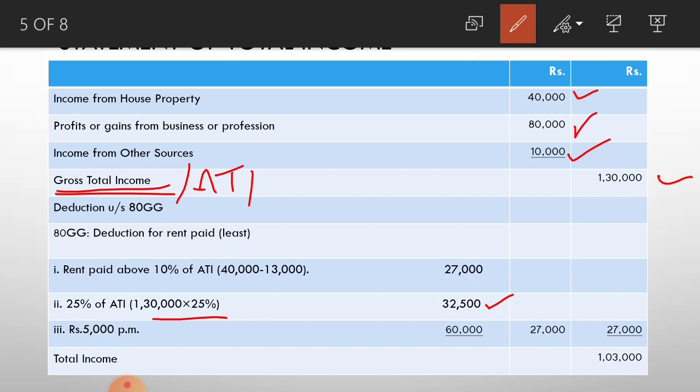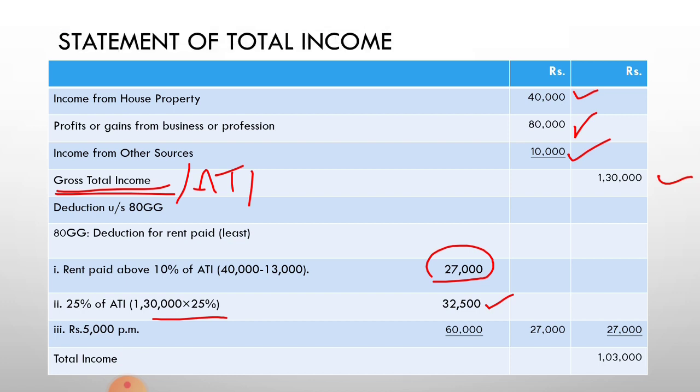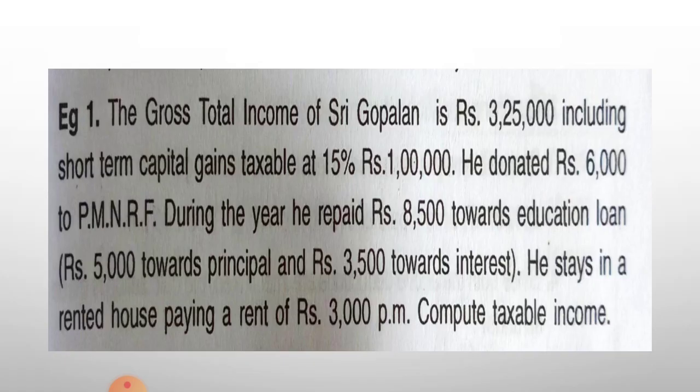Here see section 80GG, deduction for rent paid, least of the following. Which is the least of the following here? 27,000 is the least of the following. So, you have to consider 27,000 for deduction. When you deduct 27,000 from 1,30,000, you get 1,03,000 as total income or taxable income of Mr. Nagaraju. So, this is the problem relating to deduction under section 80GG. Let us solve another problem.